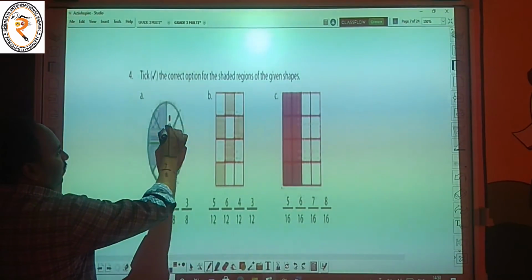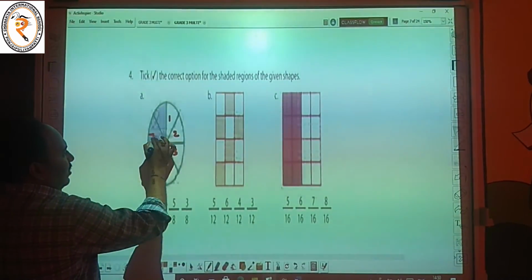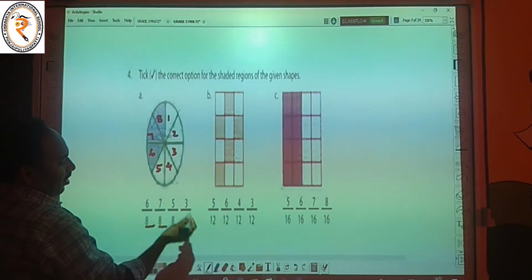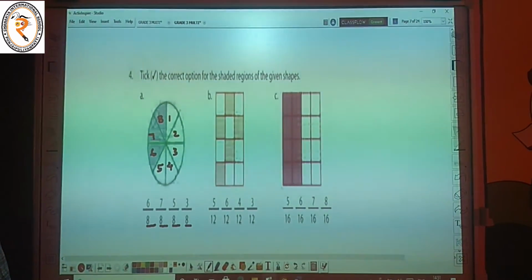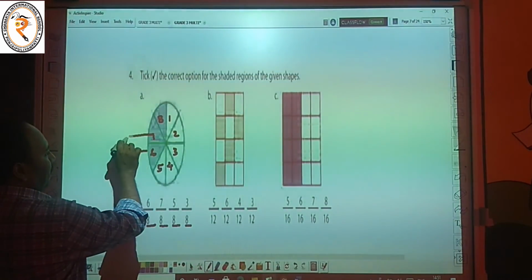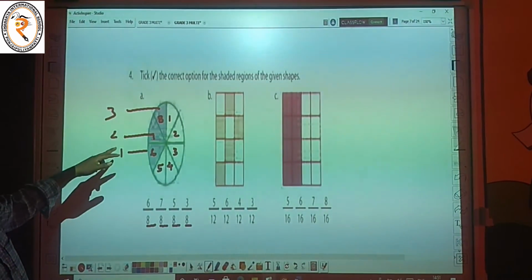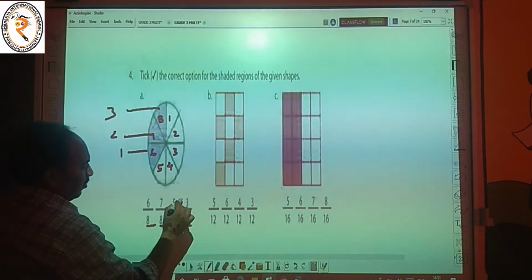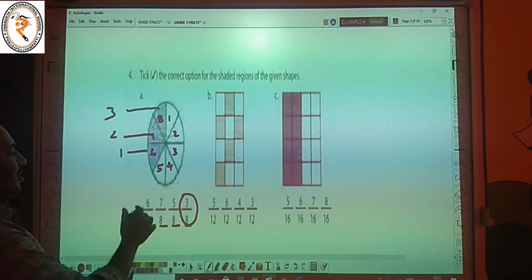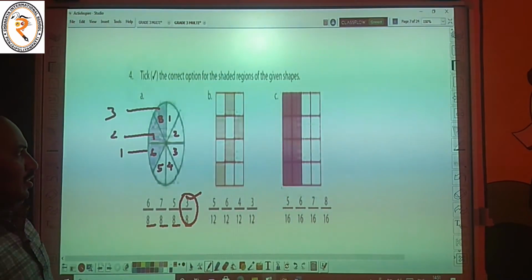Here our diagram is 1, 2, 3, 4, 5, 6, 7, 8. The total number of parts is 8. The denominator is 8. But here our shaded portion is 1, 2, and then 3. So the last one, 3 by 8, is the correct answer. 3 by 8 means 3 shaded portions and 8 total portions.